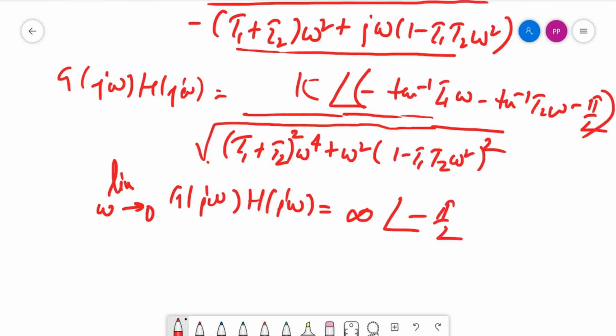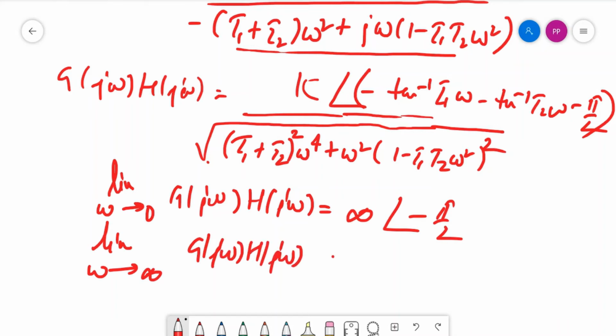Now coming to limit omega tends to infinity, G at j omega, H at j omega is equal to, naturally the denominator is having omega, so omega is infinity means magnitude is 0. Now all the three terms are minus pi by 2. Naturally you can say first term is minus 90, second term is minus 90, third term is minus 90. So this is naturally becoming minus 3 pi by 2.